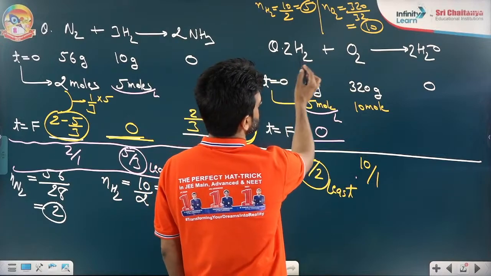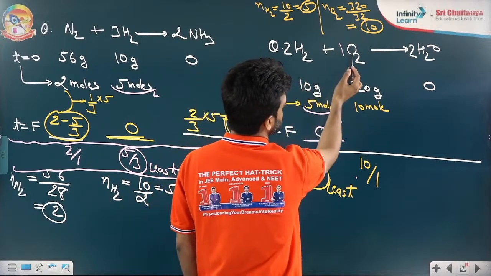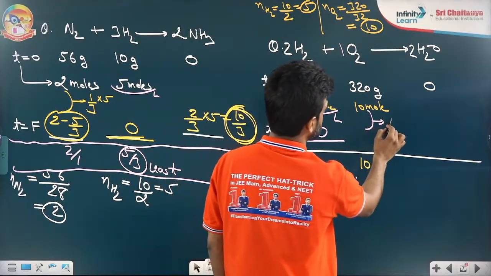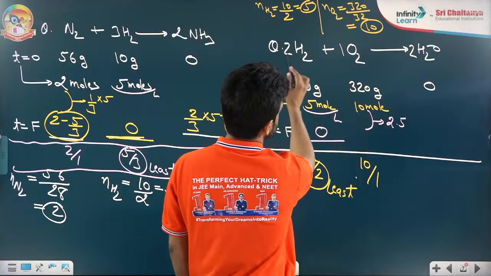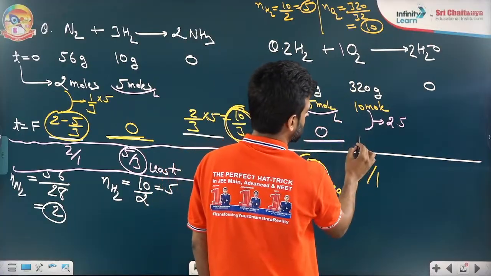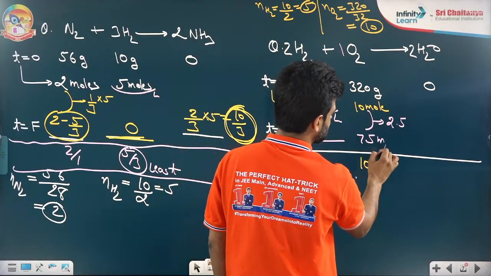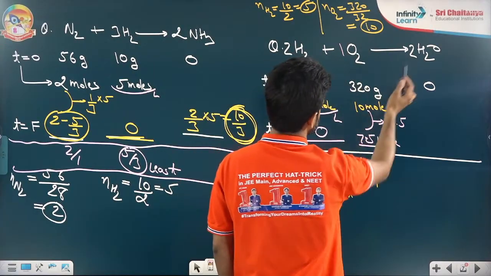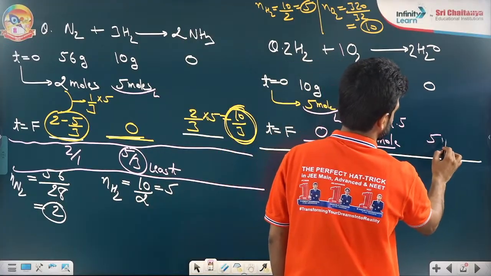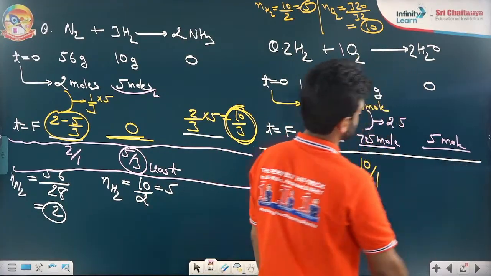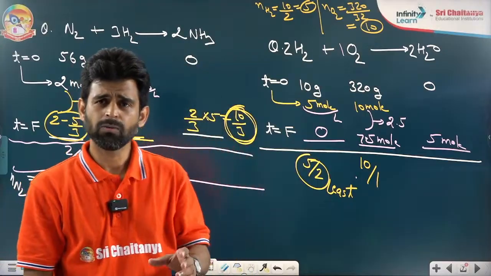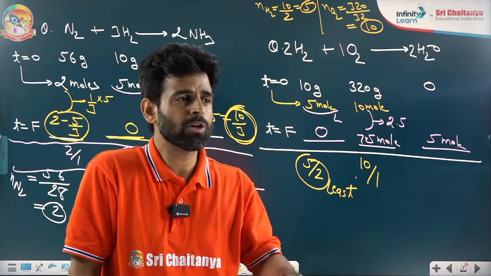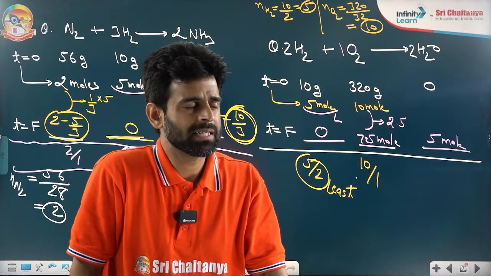So here you can see 2 moles of H2 consume 1 mole of O2. So 5 moles will consume 2.5. How much remaining? 7.5 moles still remaining. 2 moles produce 2, so 5 produce 5 moles. That's it. This is how you can solve the question of limiting reactant. Now we can see the volume question also. Yes, Mr. Shakeen, right answer.